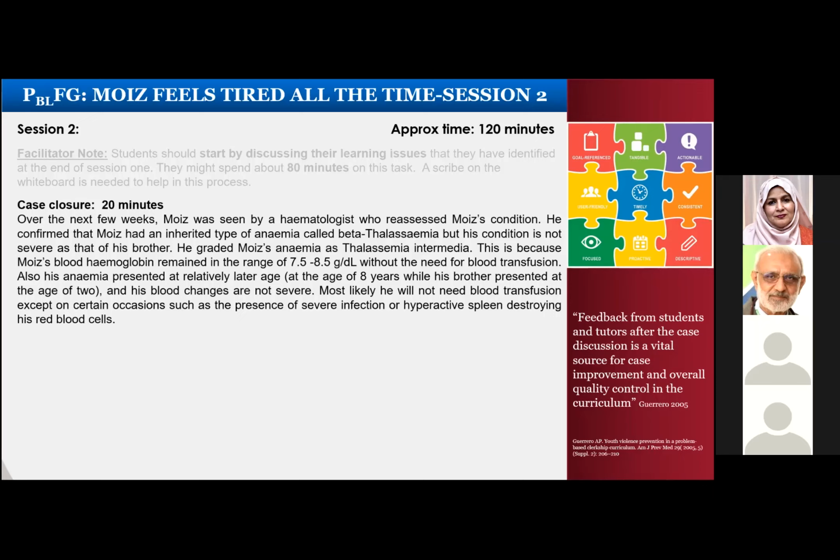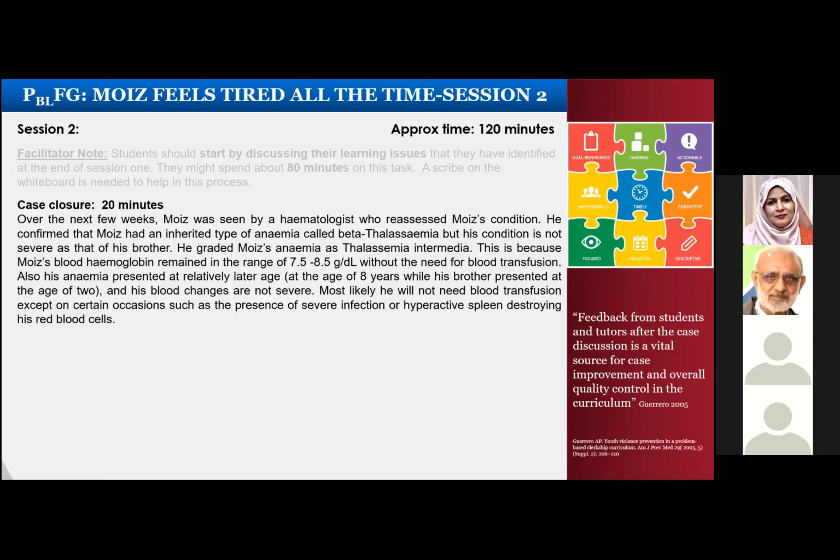After they have discussed it, the case closure is given. Case closure practically is to close the loop. So whatever the students have learned, you tell them what actually happened to the patient after that, so that the students are satisfied, after going through all those investigations and management of the patient, whether the patient is doing fine or not. Okay. So practically this will be the case closure, which will take about 20 minutes.